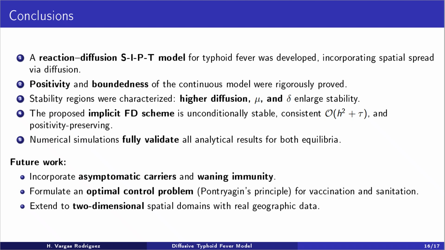In future work, we consider incorporating asymptomatic carriers and waning immunity, formulating an optimal control problem using the Pontryagin principle for vaccination and sanitation, and extending to two-dimensional spatial domains with real geographic data.